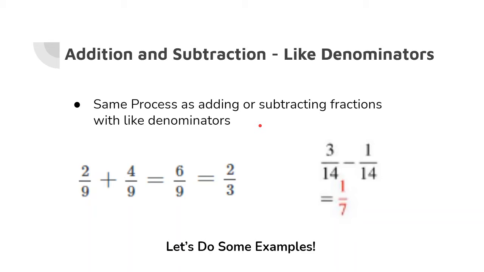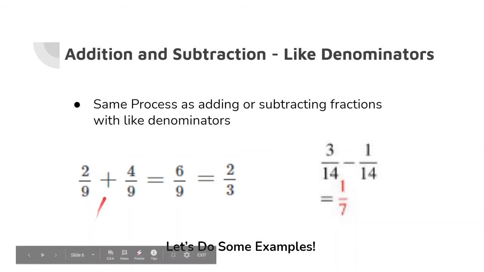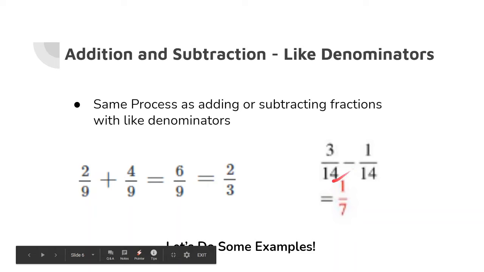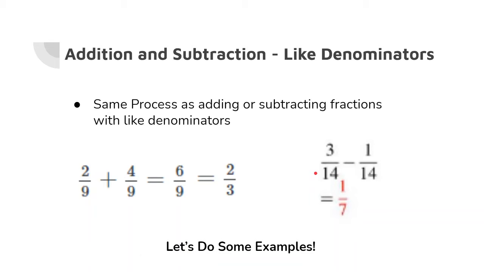So for like denominators, adding rational expressions with the same denominator is the simplest place to start. It's the same process as adding two fractions that have the same denominator. So 2/9 plus 4/9, they have the same denominator. So you just do 2 plus 4 is 6, and then you can simplify that down to 2/3. Same thing for subtracting. It's the same denominator, so it's just 3 minus 1 is 2. 2 over 14, and simplify down to 1 over 7. So to add rational expressions with like denominators, it's essentially the same process, and I'll show you with some examples.